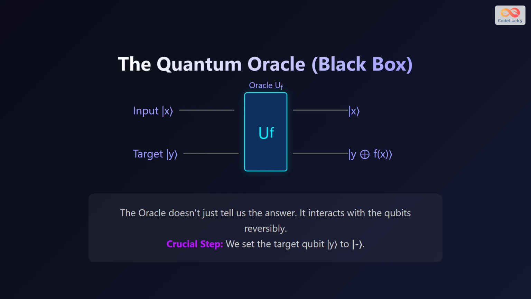This is how we represent the function in a quantum circuit. We call it the oracle, denoted by U sub f. It takes two registers, the input register x and a target qubit y. Crucially, the oracle must be reversible. It adds the result of the function to the target qubit using addition modulo 2. To make the algorithm work, we initialize the target qubit in the minus state.